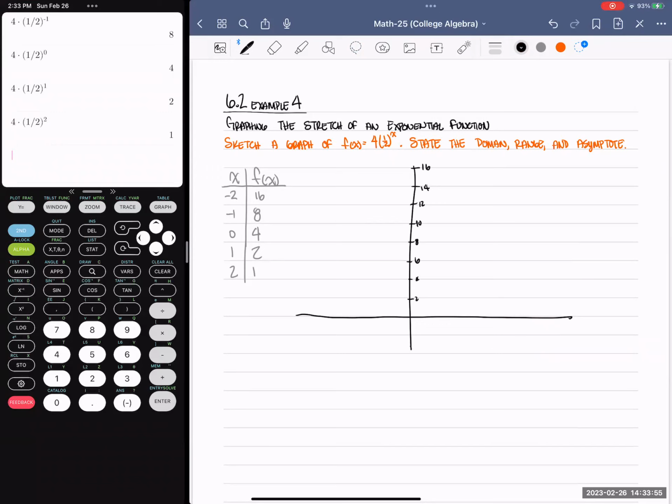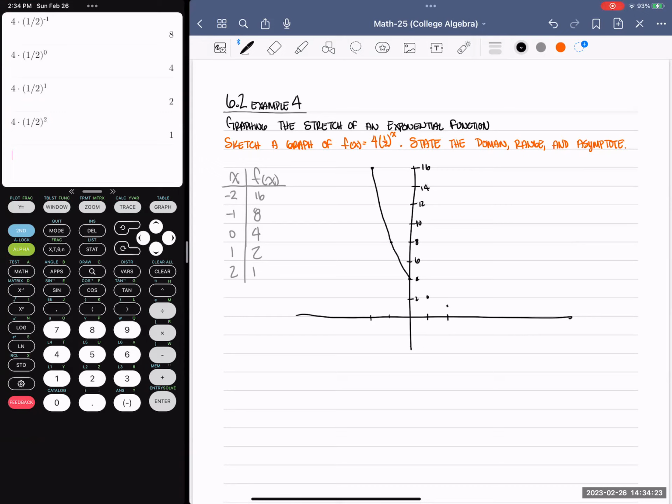All right, and starting off with -2, we're up here at 16. -1, we're at 8. 0, we're at 4. 1, we're at 2. 2, we're at 1.